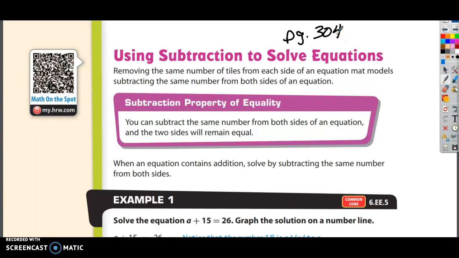Removing the same number of tiles from each side of an equation mat models subtracting the same number from both sides. The subtraction property of equality: you can subtract the same number from both sides of an equation and the two sides will remain equal. When an equation contains addition, solve by subtracting the same number from both sides. This is the key right here.